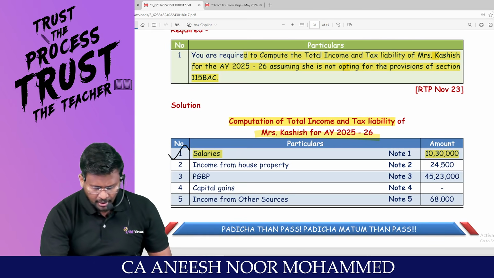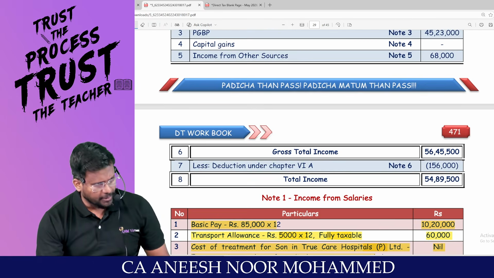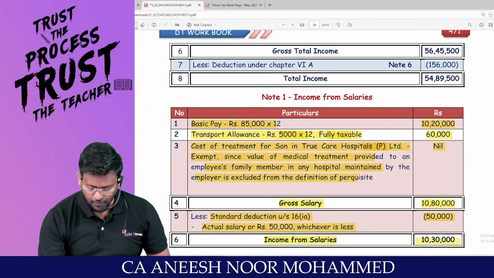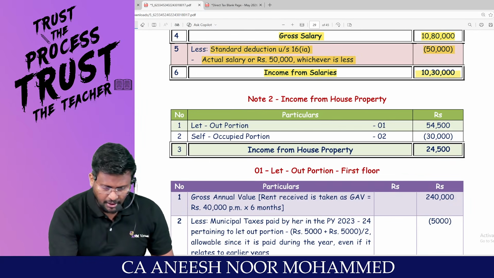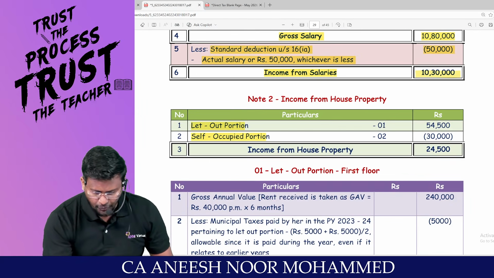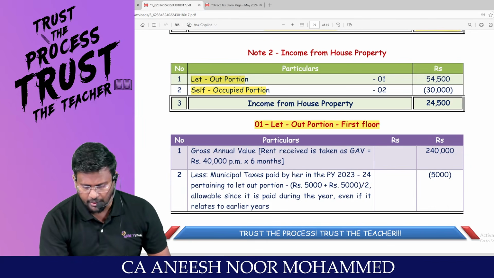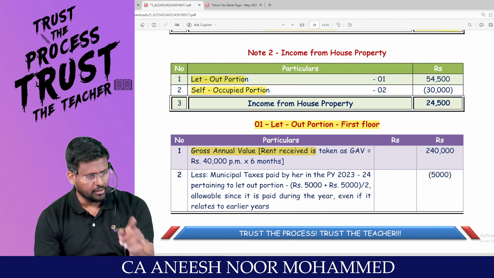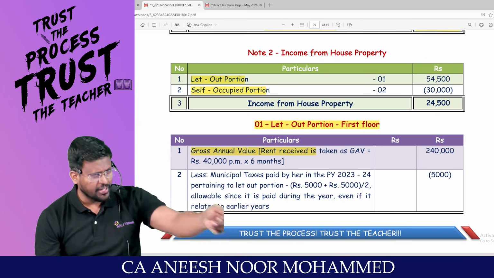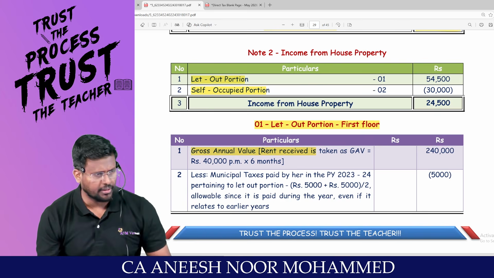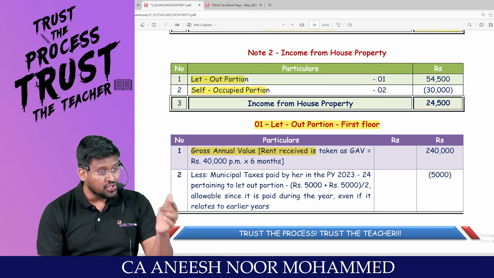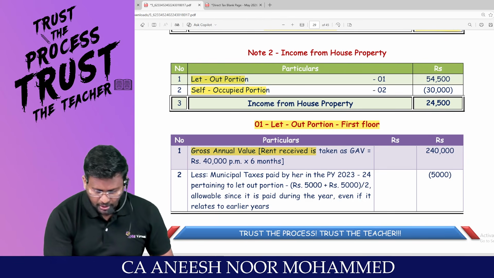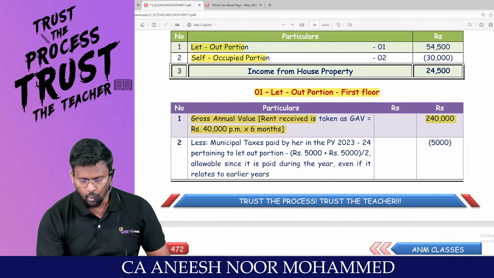Pakka? Coming to income from house property, two parts of the houses are there, sir, basement floor and the first floor. Am I right? So income from house property, let out portion and the self-occupied portion. First, I am going to calculate the let out portion, first floor. GAV, how much is the monthly rent? 40,000. Actually, generally students will do 40,000 into 12, 4,80,000. But after reconstruction only it has been let out. That is a very important point in this question. So 40,000 into 6 comes to 2,40,000.